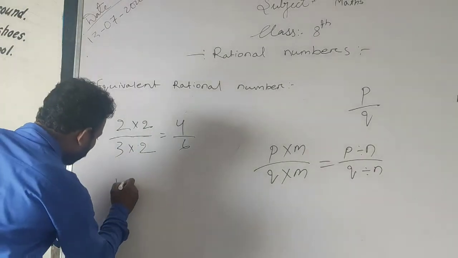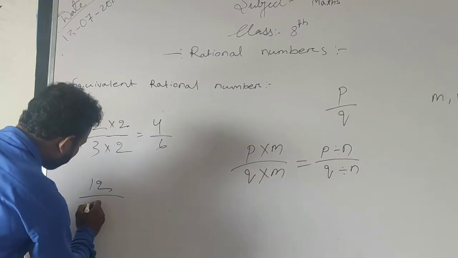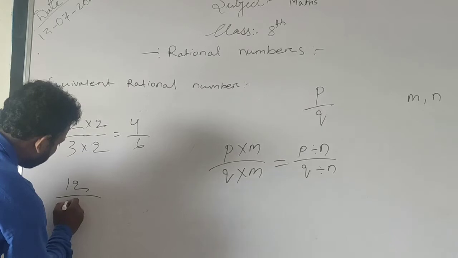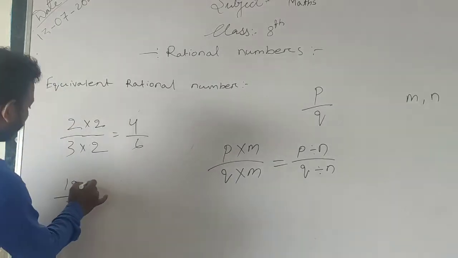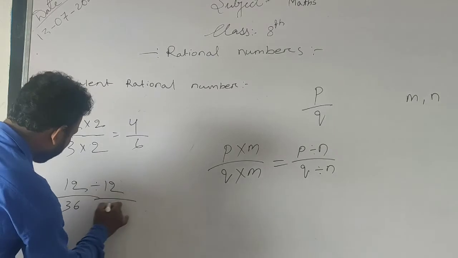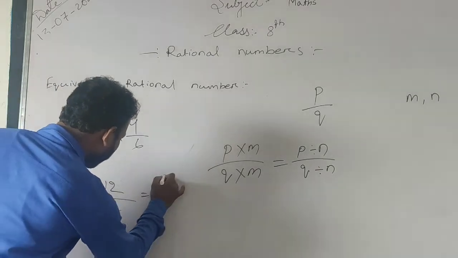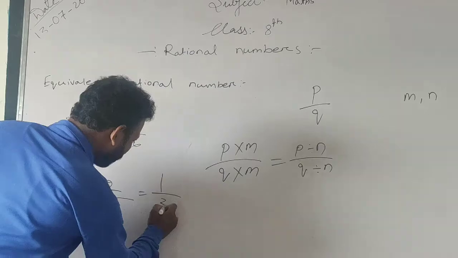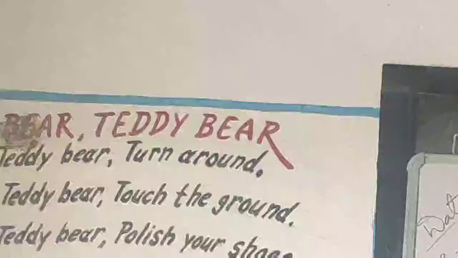Let's go. 12 by 36. Here divide by 12. We get 1 by 3. Here 1 by 3 is an equivalent fraction of 12 by 36. As I told you earlier, if we multiply or divide by non-zero integers M and N, the answer we get is an equivalent fraction of the first one.